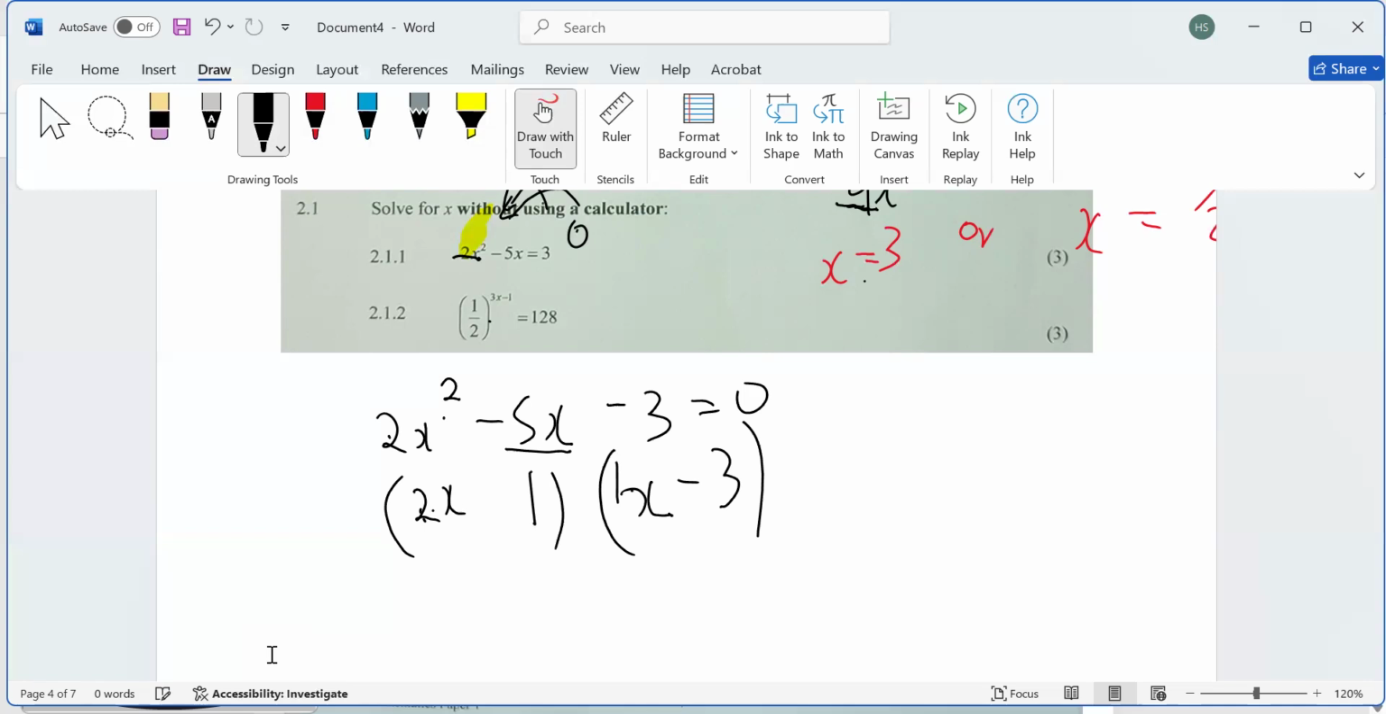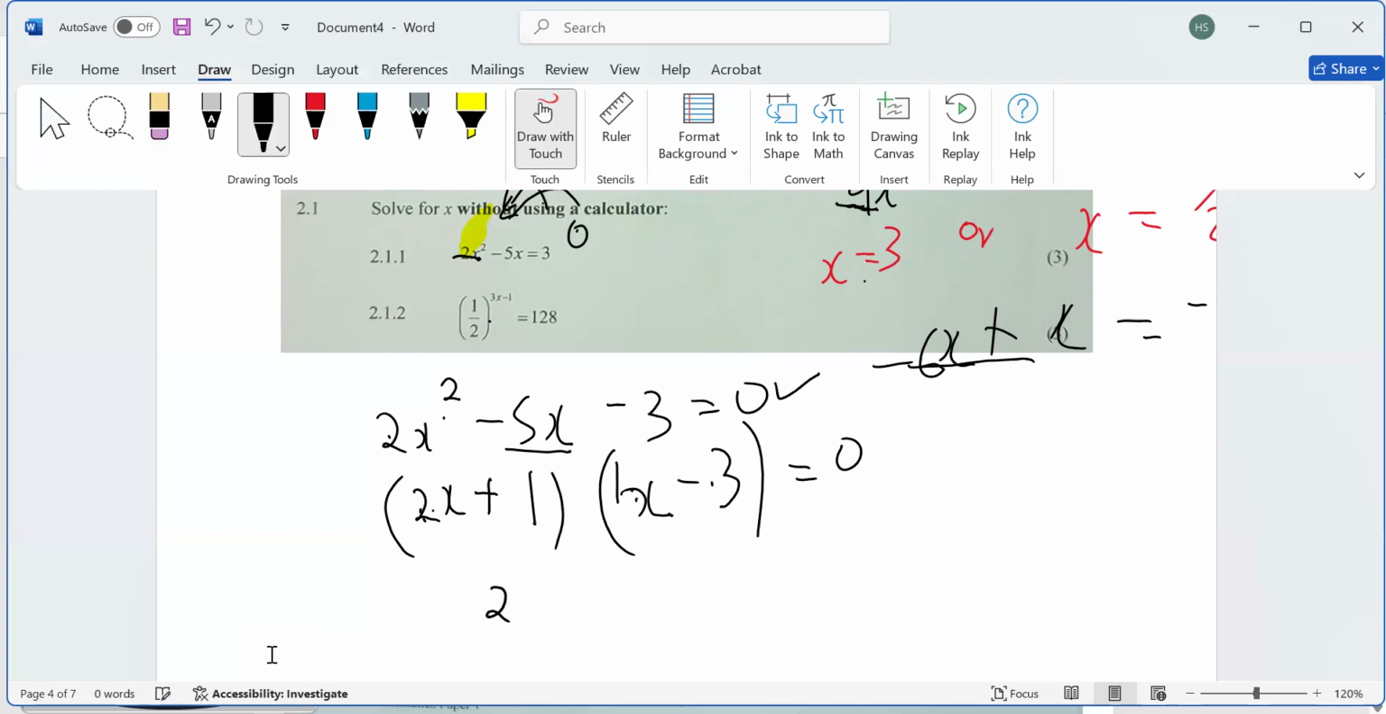I'm going to say 2 multiplied by minus 3, you get minus 6. And then you say 1 multiplied by x gives you plus x. If you add these two here, what do they give you? Minus 5. That's what you want. Then here you have plus, and then here you're going to have a minus. This is equal to 0. They will give you a mark for this.